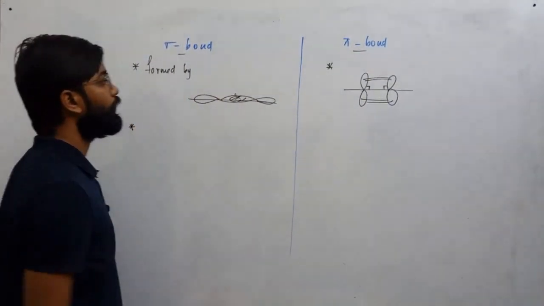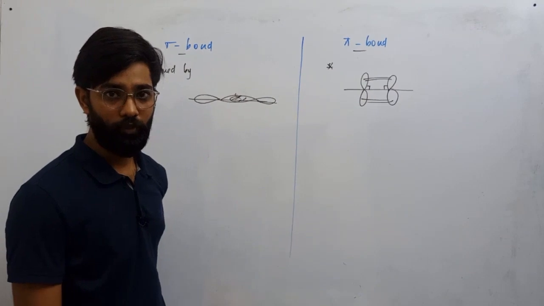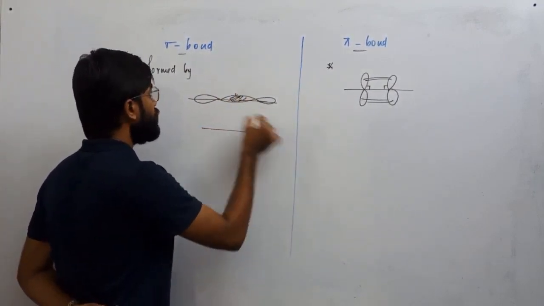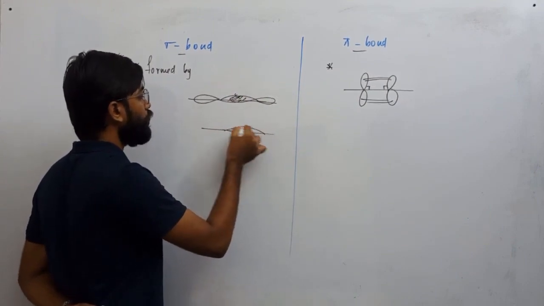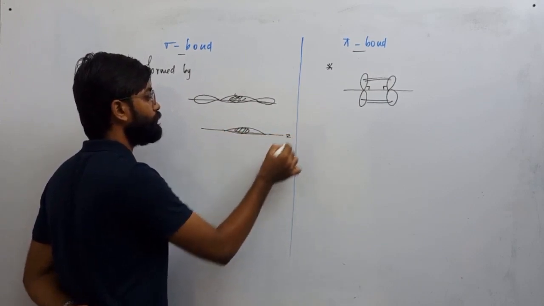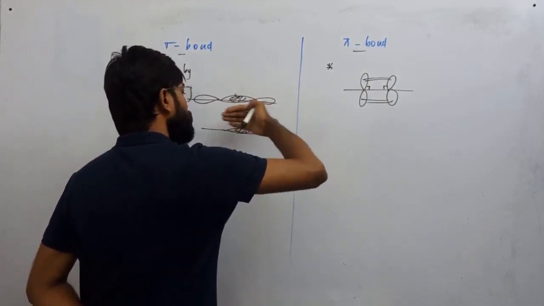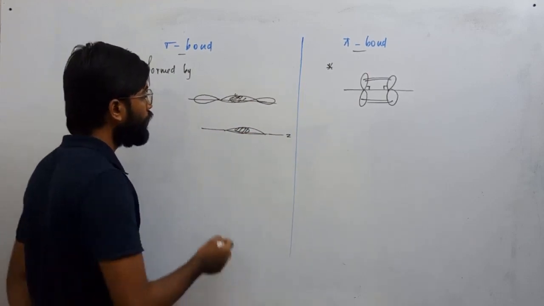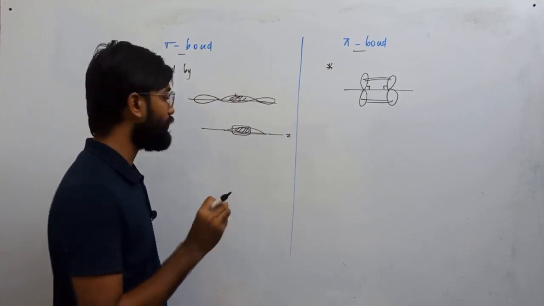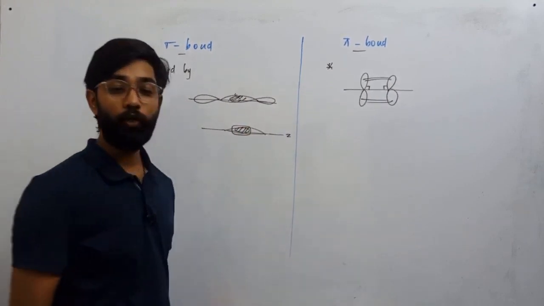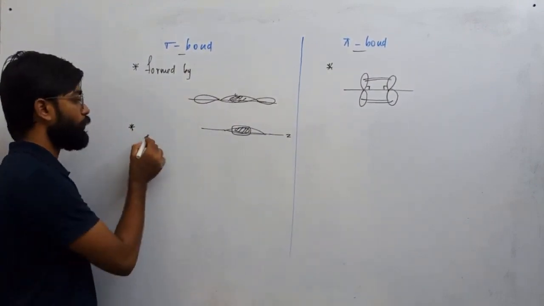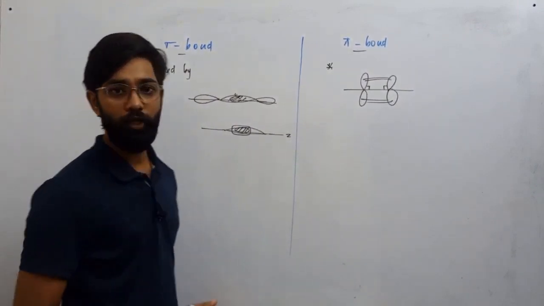The next point is about electron density. In the case of sigma bonds, the overlapped orbital lies across the internuclear axis, covers the internuclear axis, and is symmetrical around it. So electron density is in this overlapped area. Electron density is cylindrically distributed around the internuclear axis.